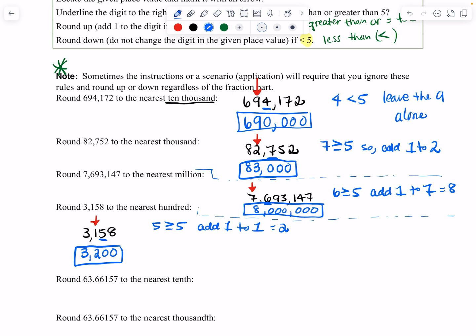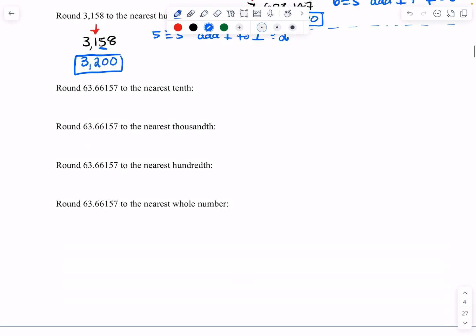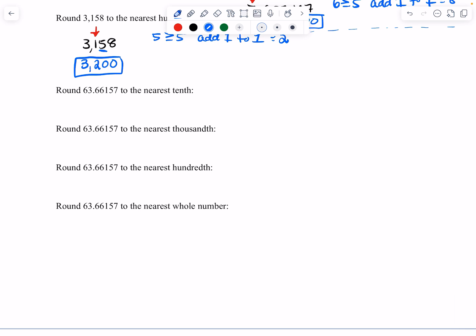Now let's look at place values following the decimal. So we're going to round 63.66157 to the nearest tenths. So again, I'm just going to rewrite this: 63.66157. I'm going to put an arrow over the value that's in the tenths position, which is the first 6 after the decimal. I'm going to underline the value that falls behind it, or the place value behind the tenths, which is the hundredths place. And I see a 6 there.